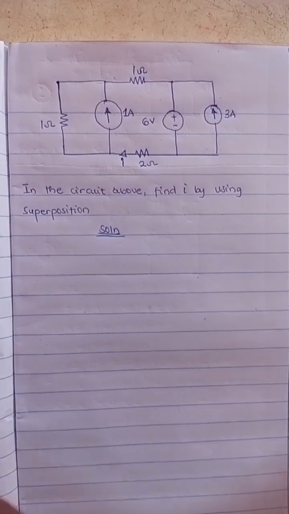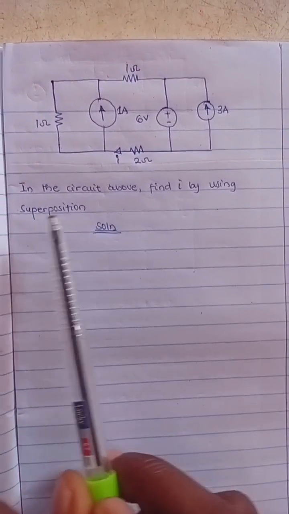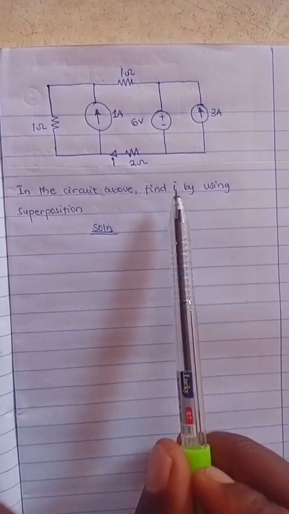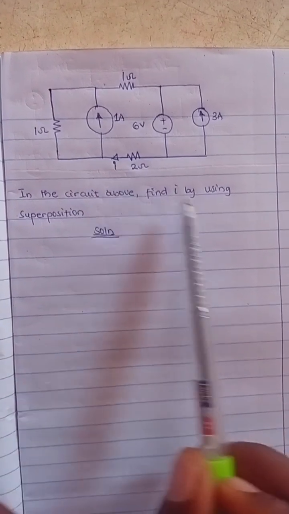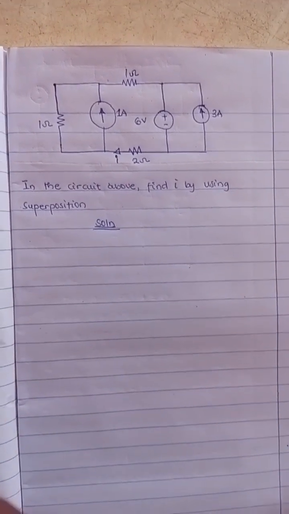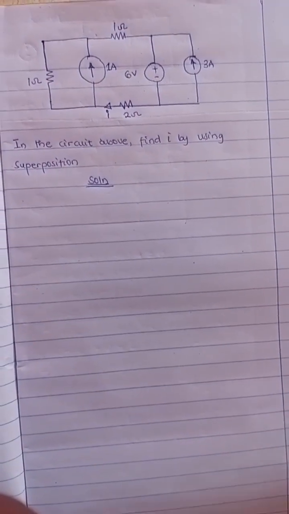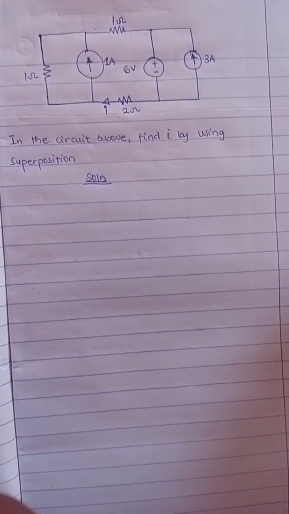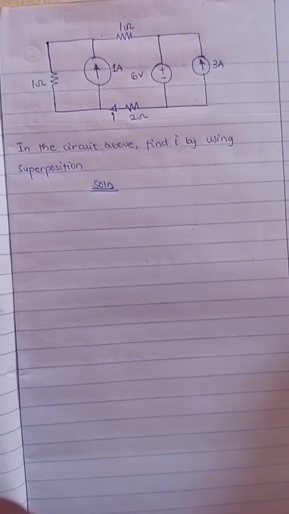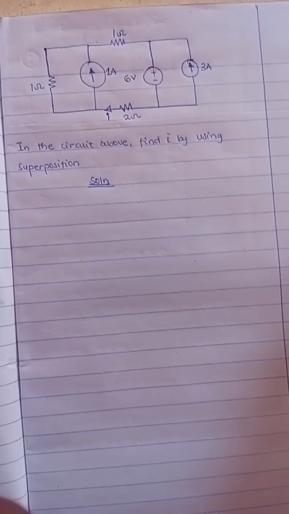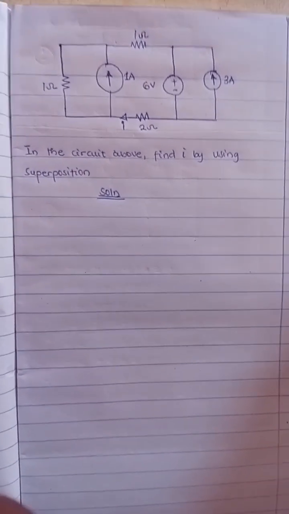So this question we are asked in the circuit above, find I, that is the current I, by using the superposition principle. Superposition is actually a principle that when you have different sources across the board, you kill the other sources, or you zero out or shut out the other sources and then focus on one. So that's the hinge or the main backbone of the superposition principle. So we'll be applying that superposition principle.